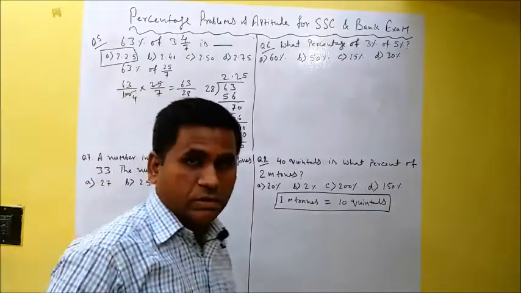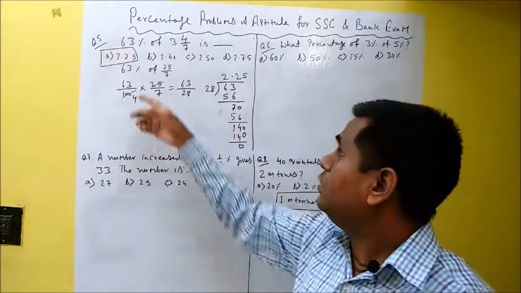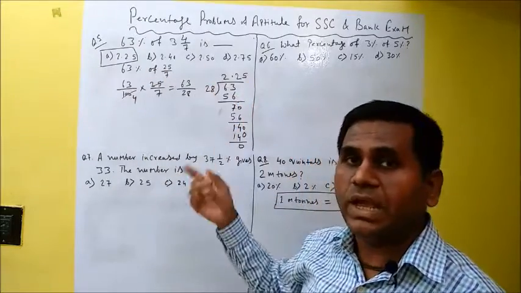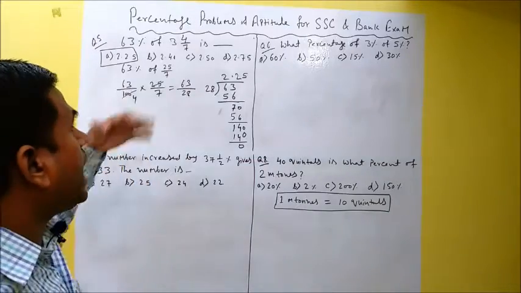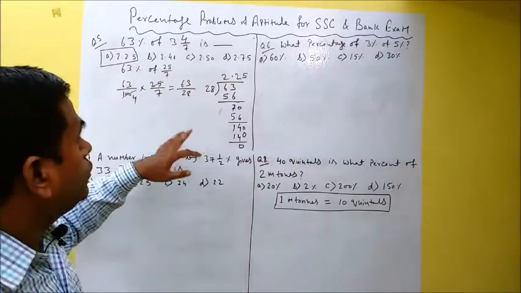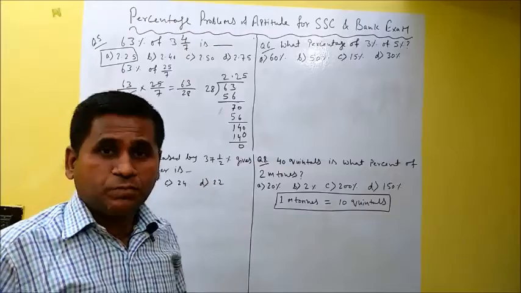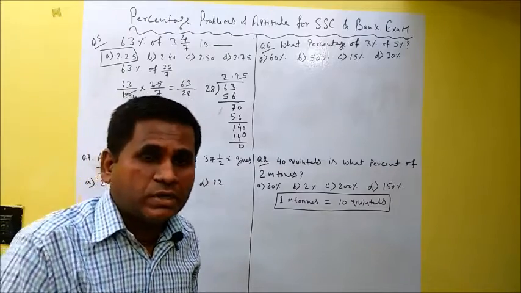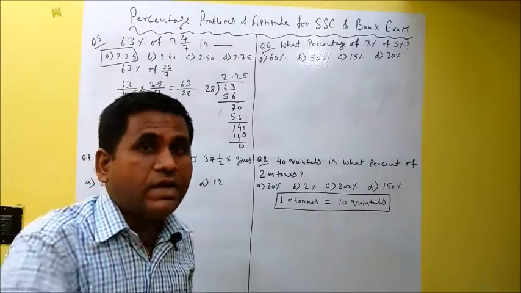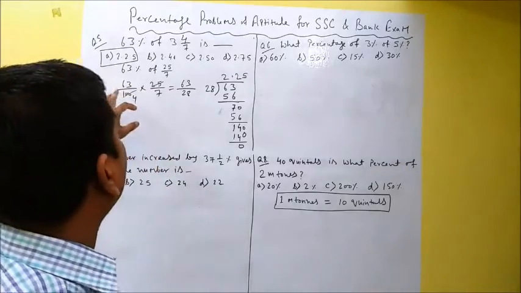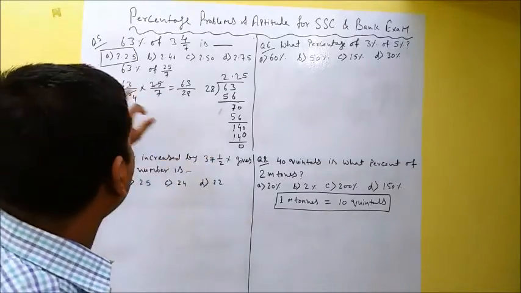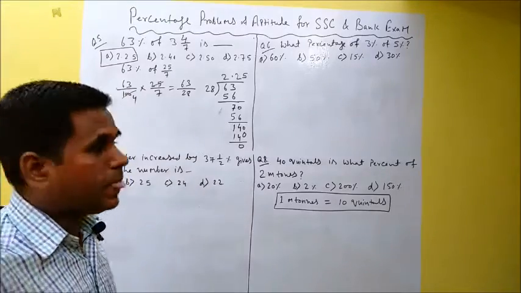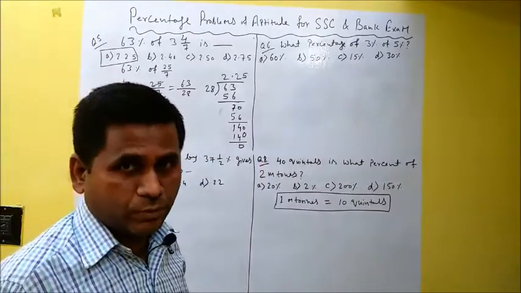So that is the advantage: when the options are given, we should not just keep on calculating, we can keep an eye on those options also, so that we can find out at what stage we can quickly identify the answer. Yes, so we have done question number 5. Now let us move on to question number 6.